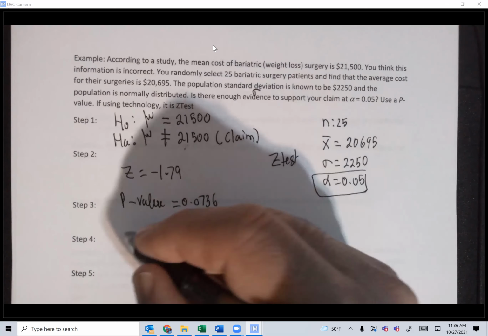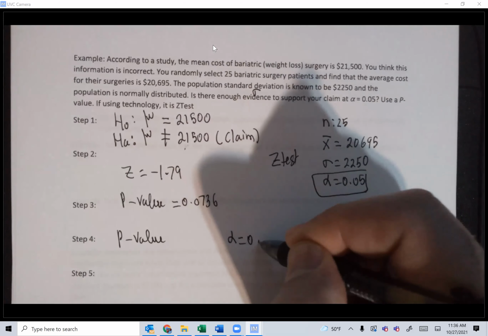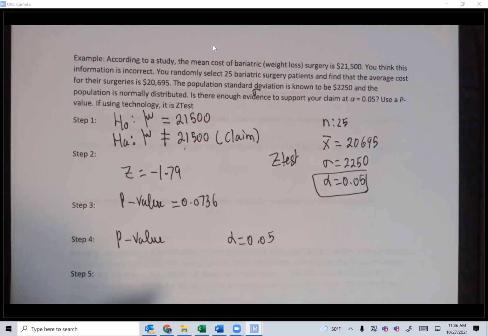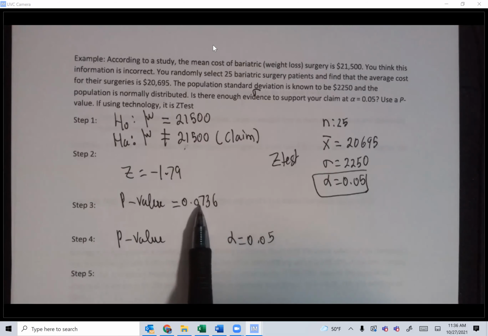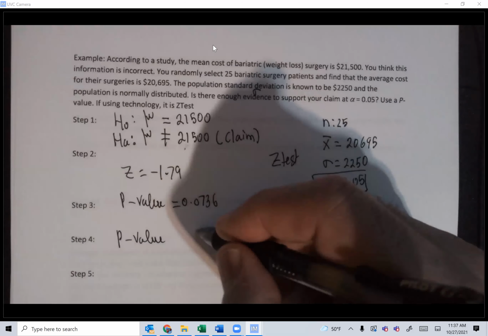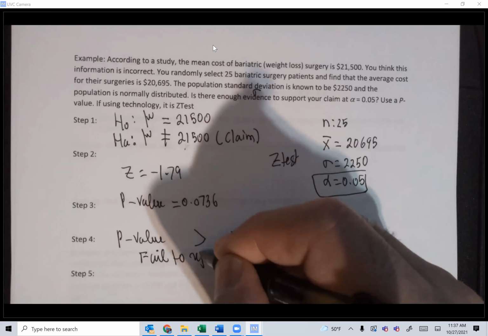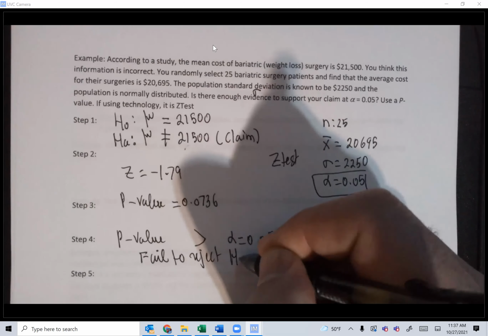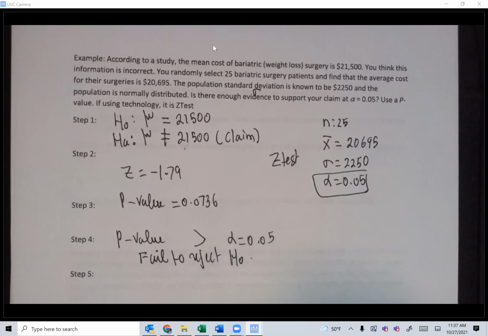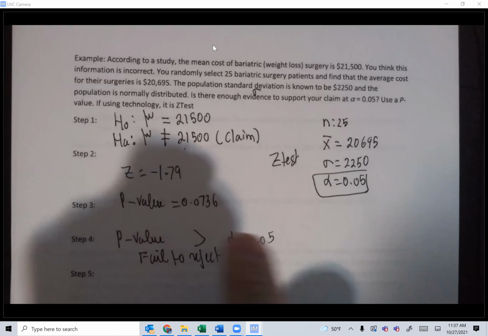Now compare it with alpha. And this is alpha, 0.05. Is it greater or less? 0.0736, guys. Is it more than alpha or less than alpha? More than alpha. More than alpha, I agree. So the decision will be fail to reject H0. This is the first time we failed to reject H0. We did the first two questions, reject H0, now fail to reject H0. If the p-value is more than alpha, you fail to reject H0. If the p-value is less than alpha, you reject H0.